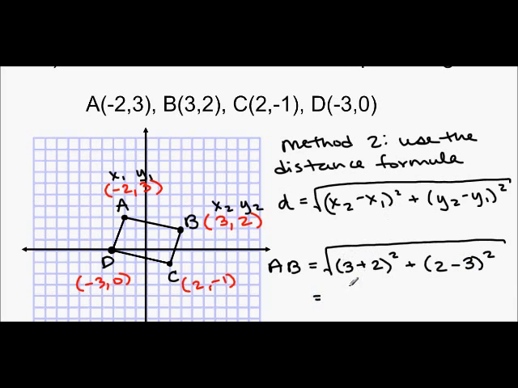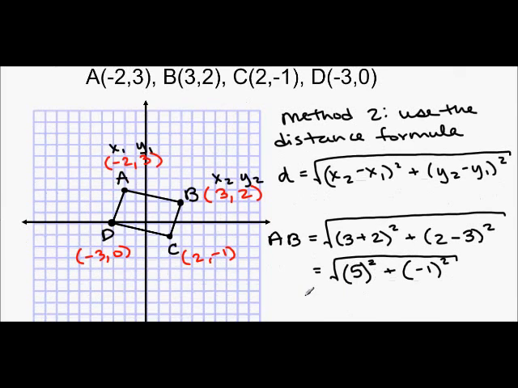And I'm going to simplify this. You could also do this in your calculator. So 5 squared is 25, plus negative 1 squared is a positive 1. So I have the square root of 26. Okay, that is how long AB is. I'm going to write that on here.